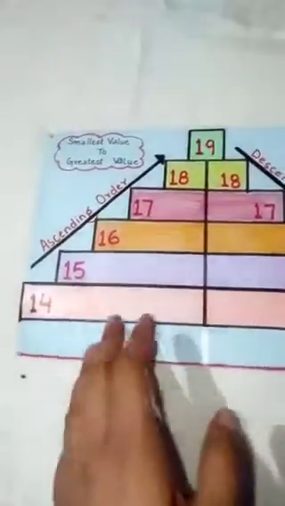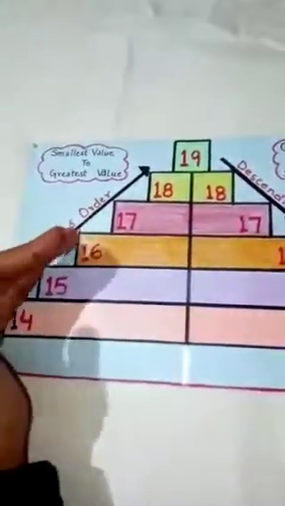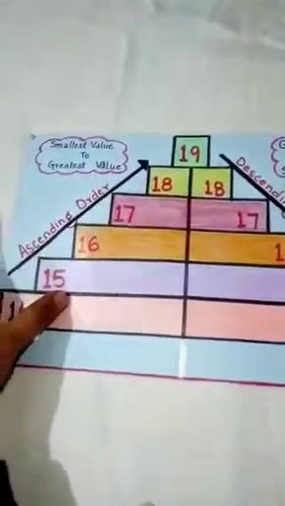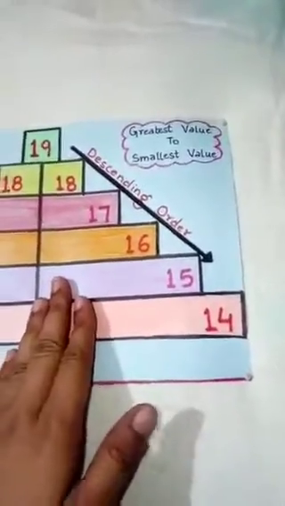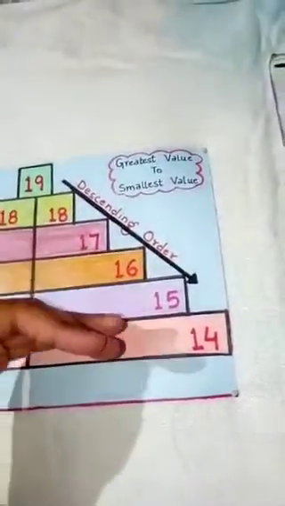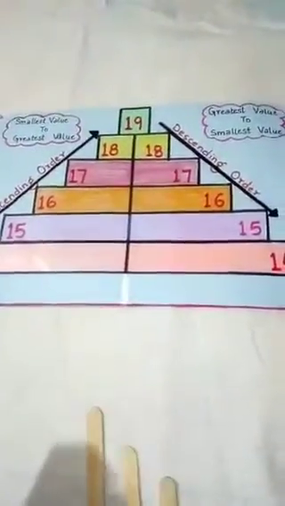Now see the chart. Smallest value to the greatest value, ascending order. The arrow is moving upward from 14, 15, 16, 17, 18, 19, and come to the descending order. The arrow is coming downwards. Greatest value to the smallest value, 19 to 14. Here 14 to 19. So this is the difference between ascending and descending order.